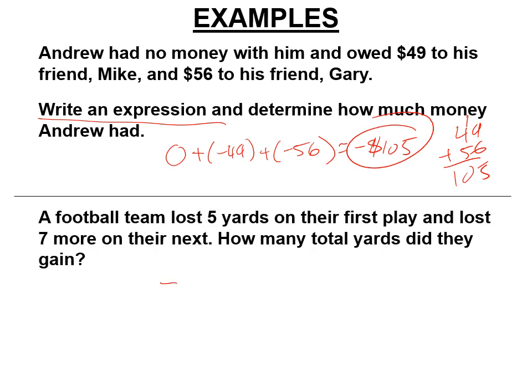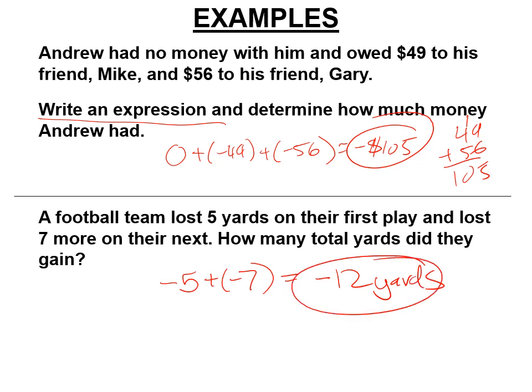Football team lost 5 yards. They're -5 yards on their first play and lost 7 more. So we add another -7 on their next. How many total yards did they gain? Now notice I said that because if you ask how many yards they lost, you would say 12. You would say I lost 12, but they didn't gain. They did the opposite of gaining. All right. So it's -12 yards. That's why it's asked that weird way.